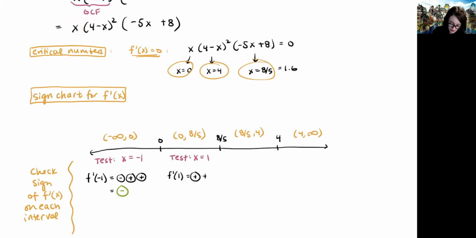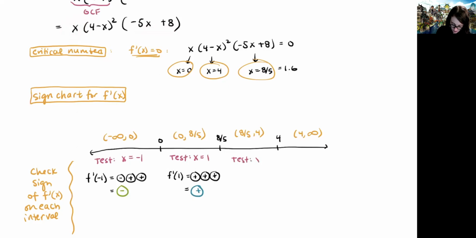That second factor is always positive because it's squared. And when we plug a 1 into here, we'll have -5 times 1, which is -5. And then when we add 8, that's going to push that over to be positive. Okay, and so overall here, this product of 3 positives will end up being positive. All right, we've got 2 more to test.